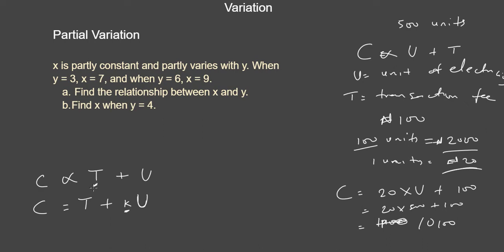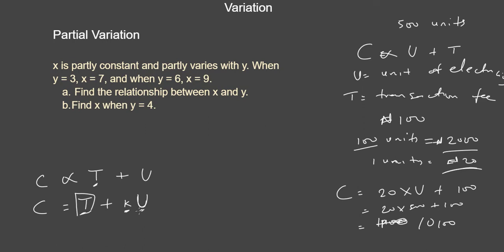T is a constant, which is a transaction fee. Constant implies that the company that is processing your transaction will not charge you more than 100 naira, no matter the unit of electricity you want. So they have a fixed transaction fee, which is a constant. No matter the unit you are paying for, there's a constant fee that will be attached to it, which is the constant T, and that's the transaction fee. So in this kind of situation, we say that the cost is partly constant and partly varies with the unit of electricity you want to buy.